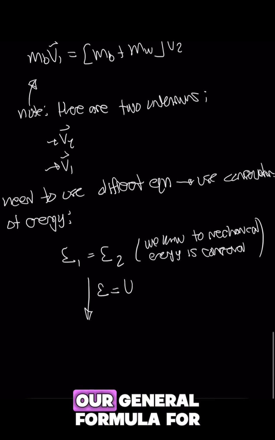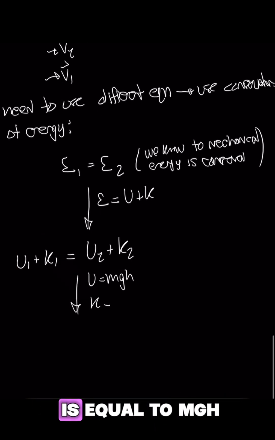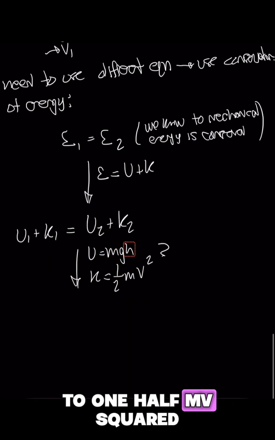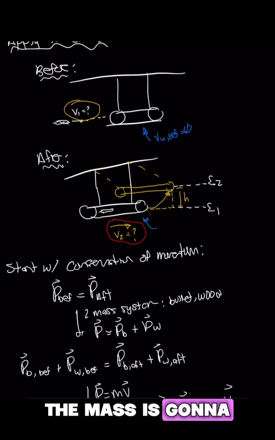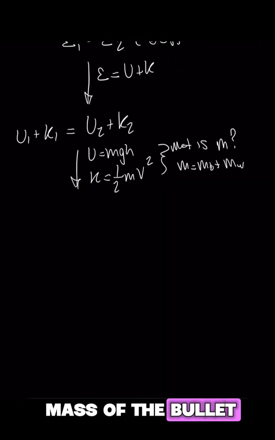From here, we can plug in our general formula for the energy, equal to U plus K, and then we can identify that U is equal to mgh and K is equal to 1/2 mv squared. But what is the mass? The mass is going to be the mass of the bullet-wood system, so it's the mass of the bullet plus the mass of the wood.